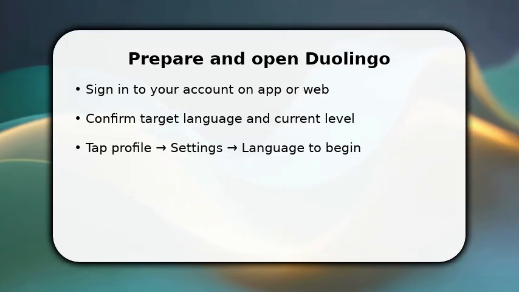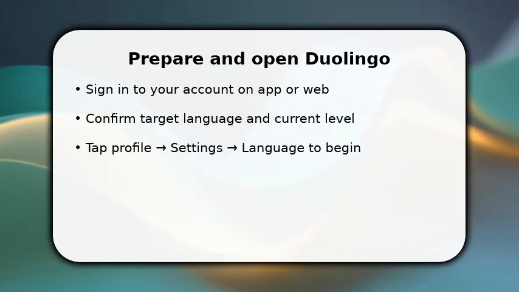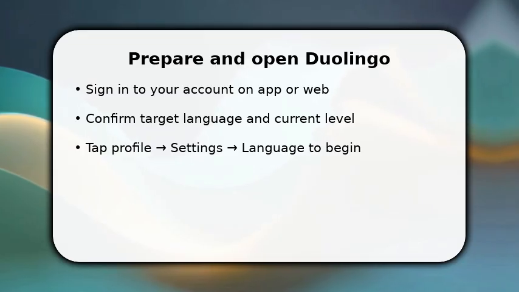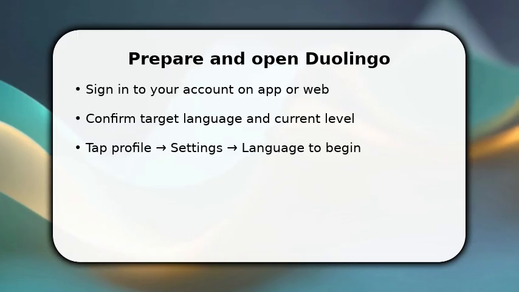You start by opening Duolingo and signing in. Make sure you're in the correct account. Once done, check the language you want to change and note your current level. Next, go to your profile, open settings, and select the language option.